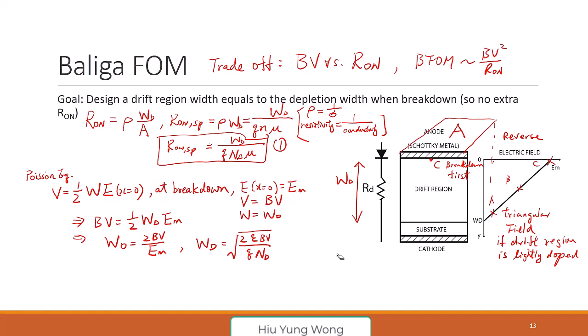Okay, and now I can plug in. First of all, I should label this one as number 2. And with this one, I get Q Nd equals 2 epsilon BV divided by WD squared.